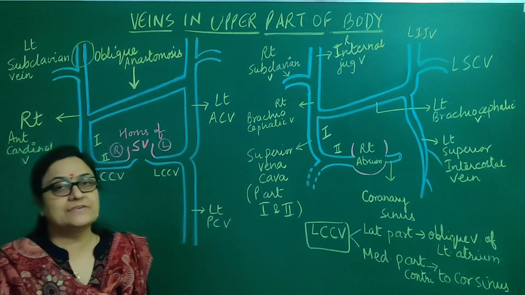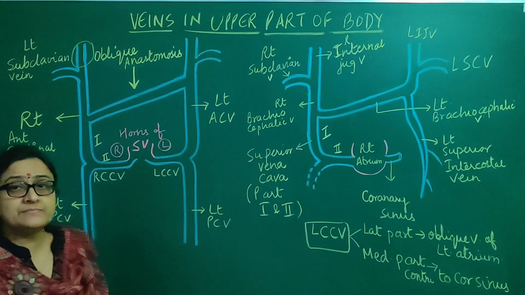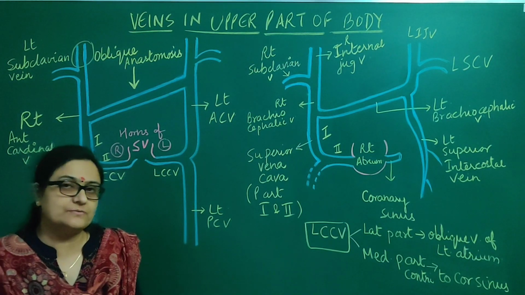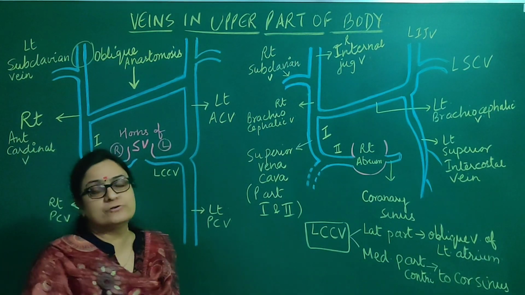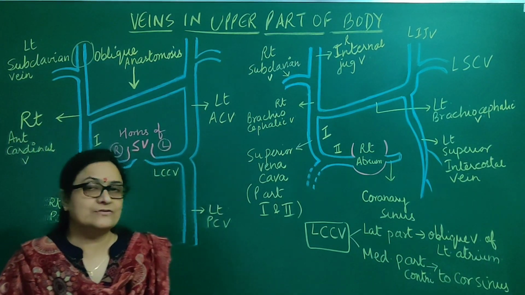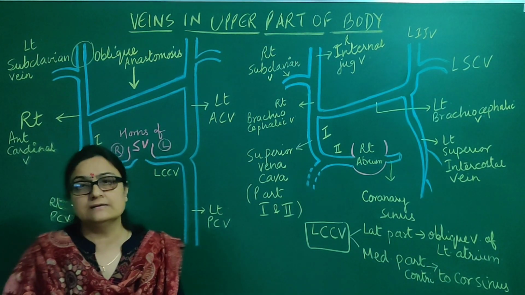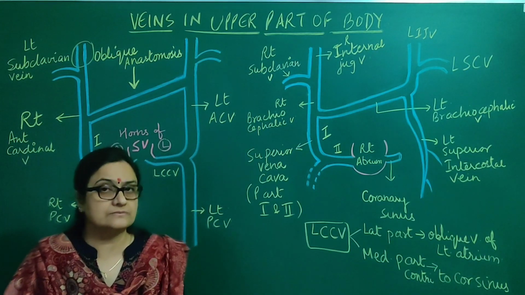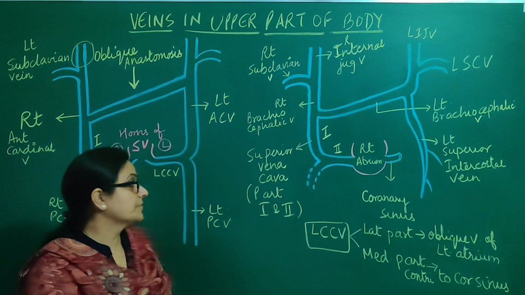Everyone. Once again we are back with another session of embryology, and in our series of development of the veins of the body, in this session we'll be focusing on the veins of the upper part of the body like the superior vena cava, the brachiocephalic veins, the subclavian veins and the internal jugular veins. Also we'll talk about the external jugular vein.